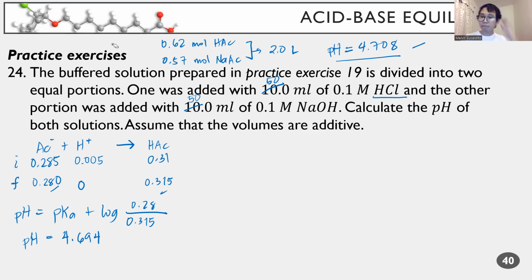Okay? Is this clear? Now, for the second portion, you add 50 ml of sodium hydroxide. Now, solve for the pH of the solution.